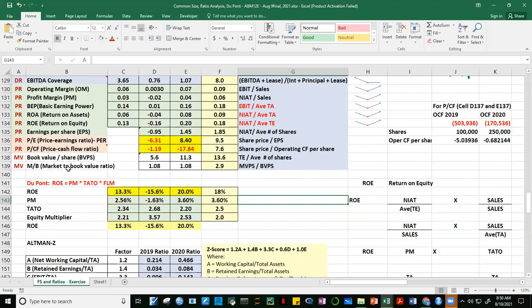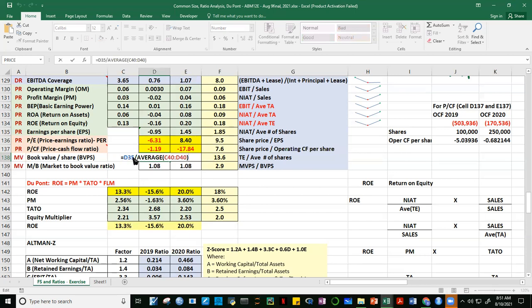All right. So last yung market value ratios natin. So ito simple lang. So market book value per share. So kukunin lang natin yung total equity divided by the number of shares. Okay? So formula lang natin dito. Total equity, this is your total equity divided by the number of shares. Okay, 5.6, 11.3, 13.6.